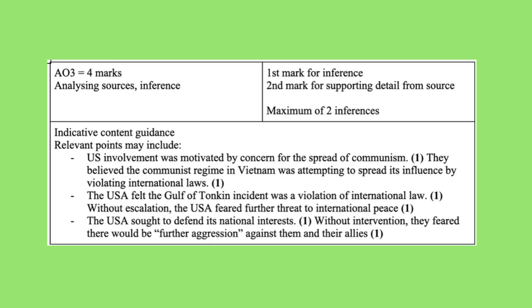But as we said, we need to identify where in the source we got that inference from. So the second mark would be awarded for saying that without intervention, they feared that there would be quote-unquote further aggression against them and their allies, and that will award us the second mark. Take a look at the other examples here to see other ways that you could have answered this question.